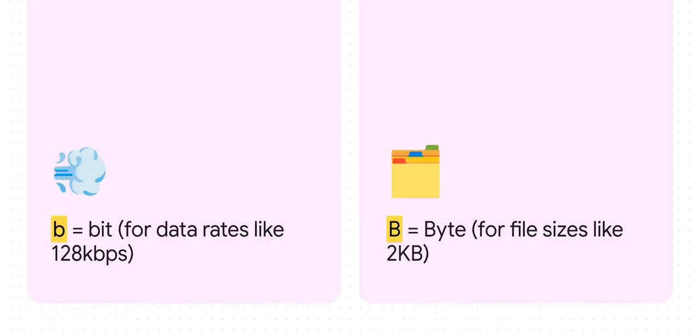And this right here is the perfect example of that confusion. It's one of the biggest mix-ups in tech. A lowercase b is a bit for measuring speed. A capital B is a byte for measuring size. Same goes for lowercase k versus capital K. So a 100 megabit per second internet connection is completely different from downloading a 100 megabyte file. Getting this straight is absolutely crucial.